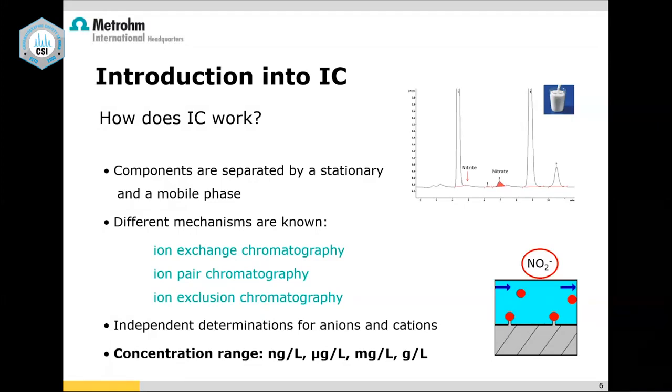So how does IC work? Components are separated by stationary and mobile phase. There are different mechanisms: ion exchange, ion pair, ion exclusion. But we can say that 98 to 99% of the applications are ion exchange chromatography only. And if you see, this technique can be used right from ppt, I'm talking about parts per trillion, to percentage. Parts per trillion, who does that?